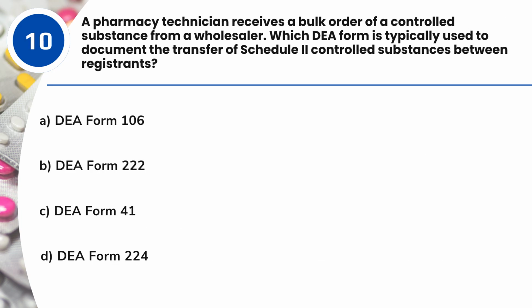Question 10. A pharmacy technician receives a bulk order of a controlled substance from a wholesaler. Which DEA form is typically used to document the transfer of Schedule II controlled substances between registrants? A. DEA Form 106. B. DEA Form 222. C. DEA Form 41. D. DEA Form 224.